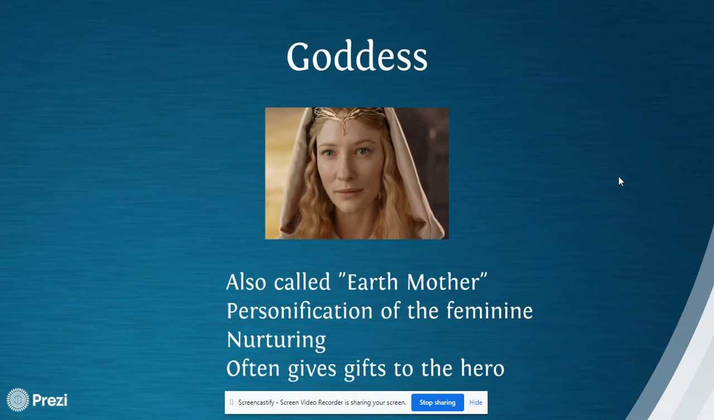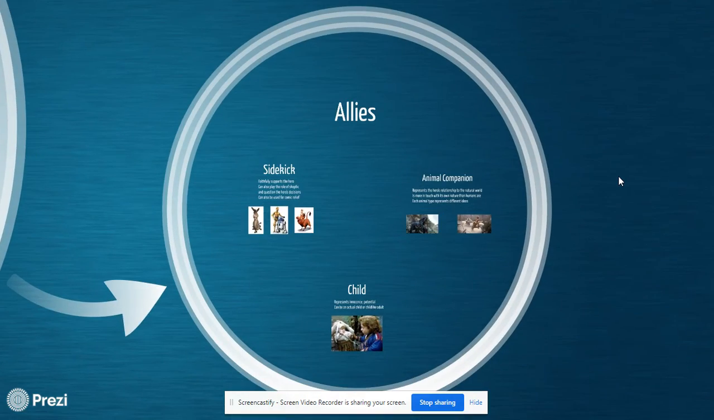And then there's the goddess, also called the Earth Mother. They are the personification of the feminine. They are nurturing, and they often give gifts to the hero. So, as we've seen in Greek mythology, Mother Earth literally gave Cronus a sickle to help bring down Father Sky, and Athena helped Bellerophon. She pretty much saved Bellerophon from falling to his death, and also gave him the golden bridle to tame the Pegasus.